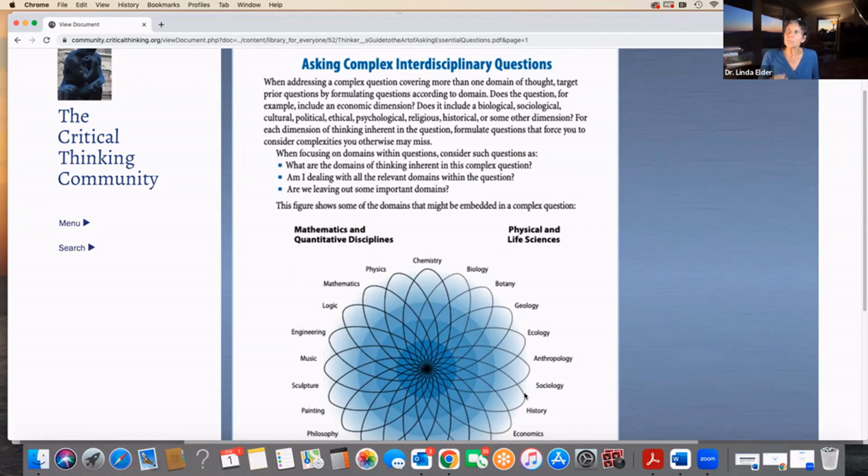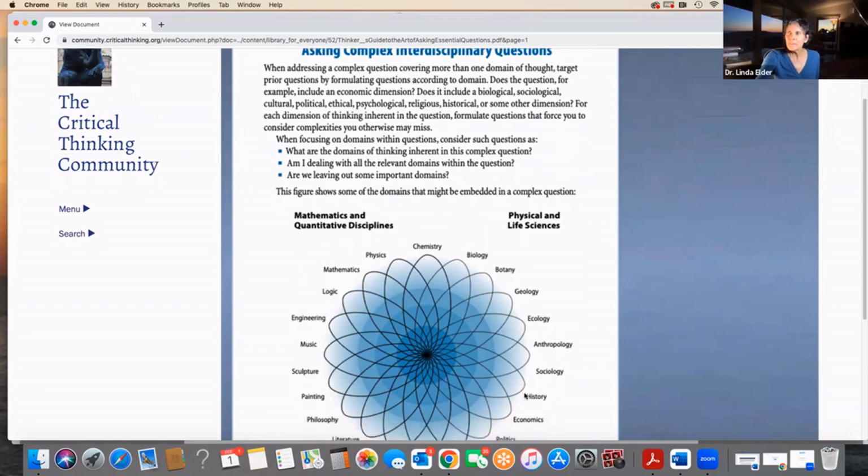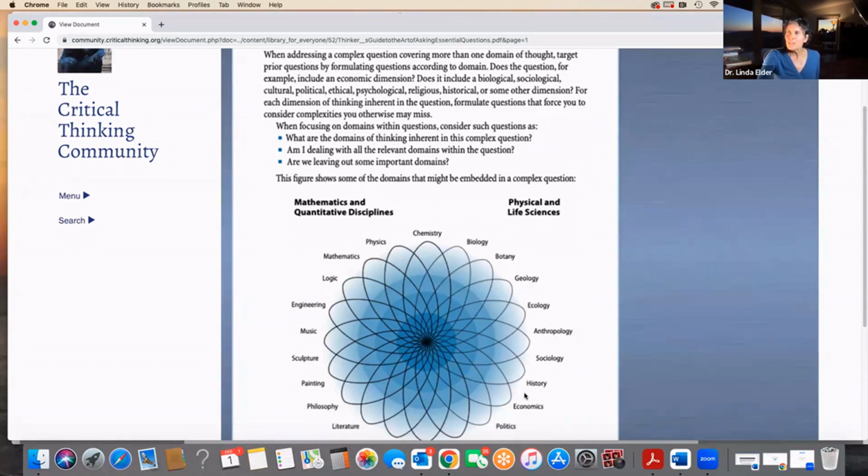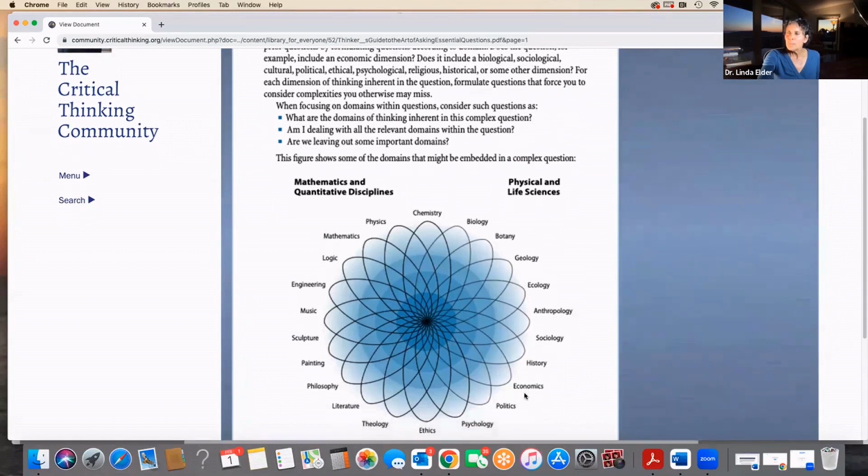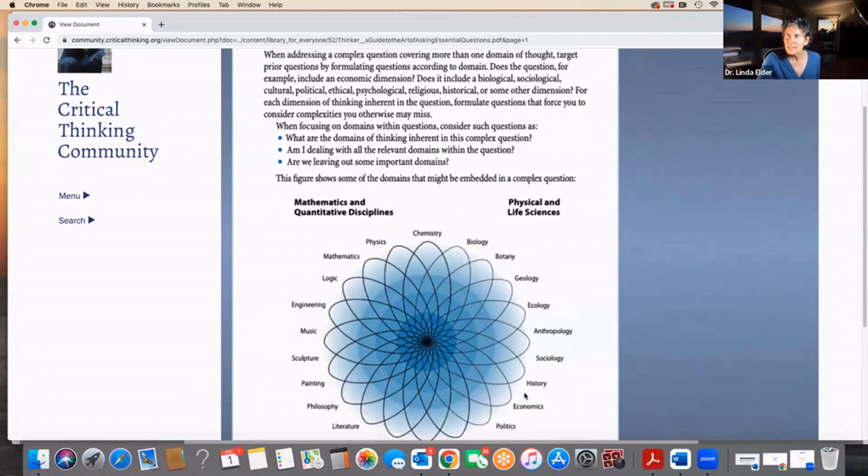So when we're asking complex interdisciplinary questions, one of the things that we can see is that there will be domains of thinking within that complex question. So we can ask, what are the domains of thinking inherent in this complex question? Am I dealing with all the relevant domains within the question? And in our case, we might have to limit it to the significant relevant domains.